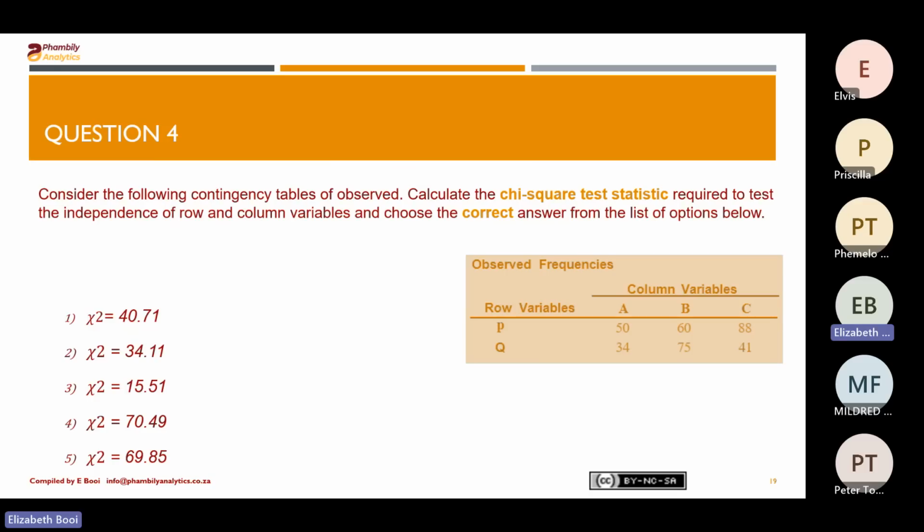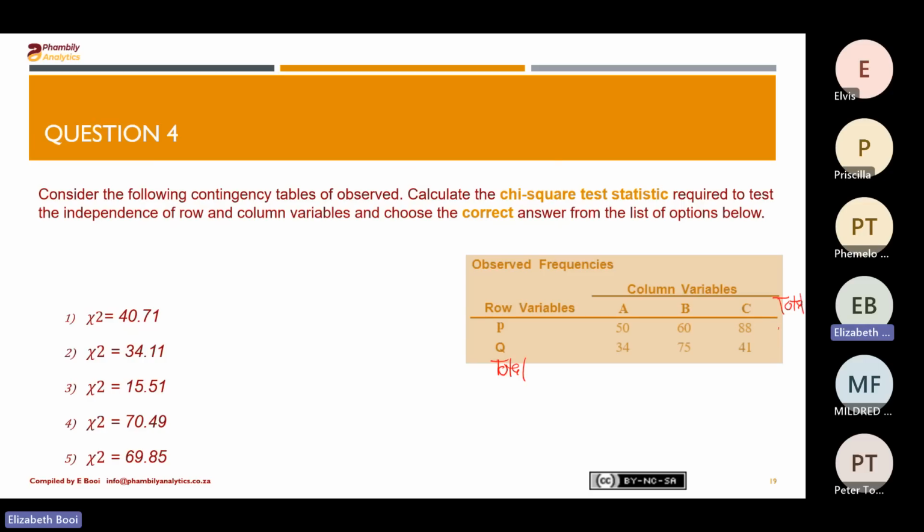Last one before we call it quits for the last time. Consider the following contingency table of observed values. So they give you the observed values. Calculate the chi-square test statistic required to test the independence of the columns and rows, and choose the correct answer from the list of options below. Therefore, the first thing we need to do is calculate the expected value for every one of them. But before we do that, we need to calculate the totals.